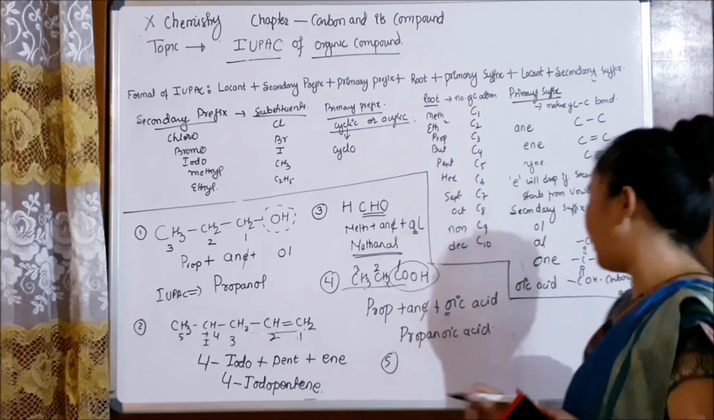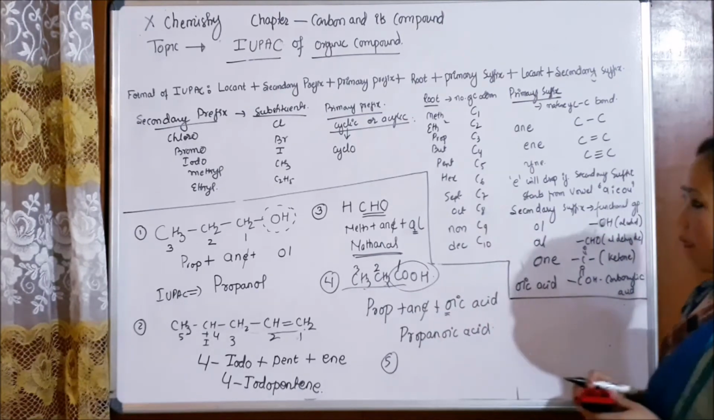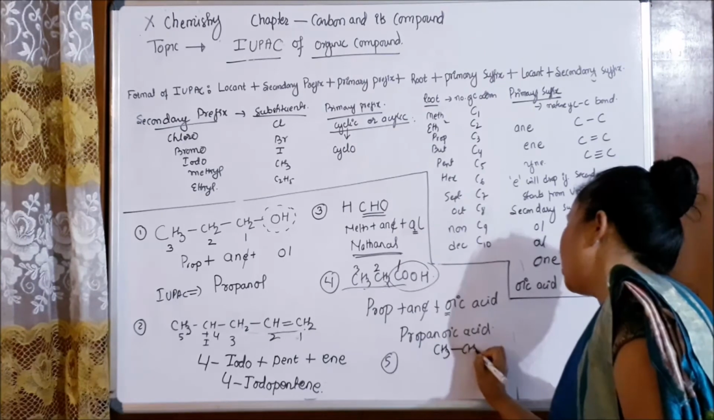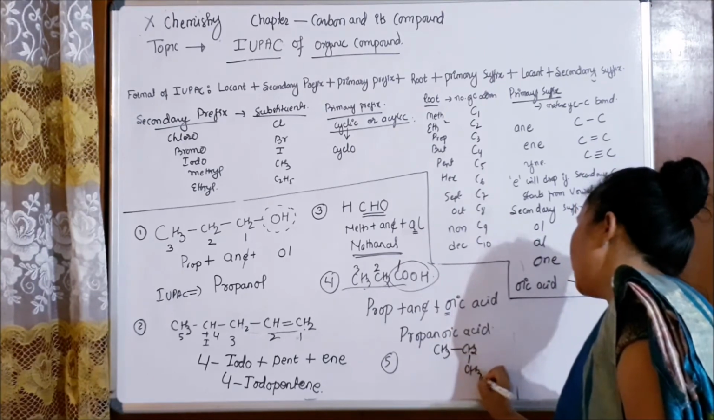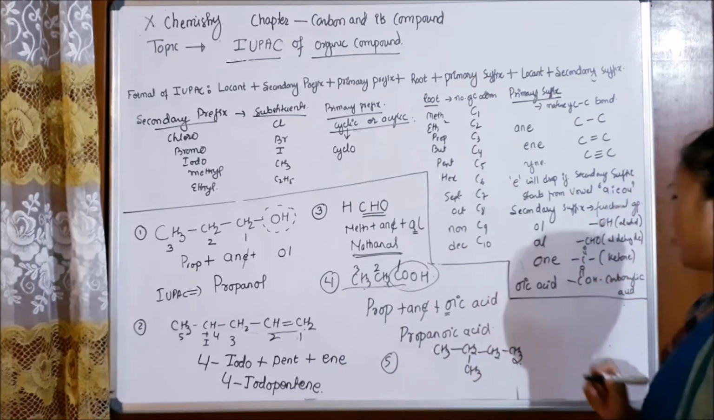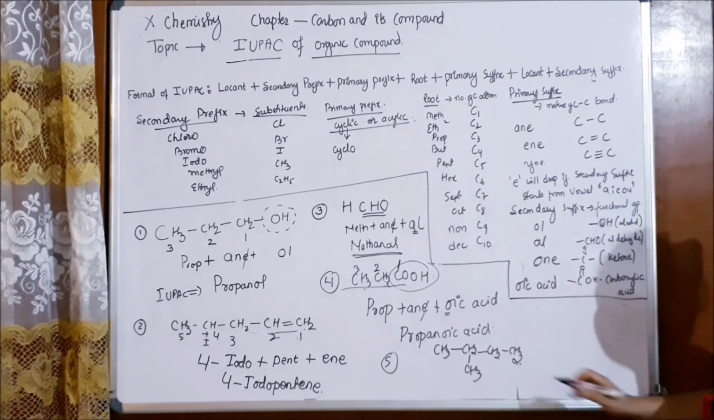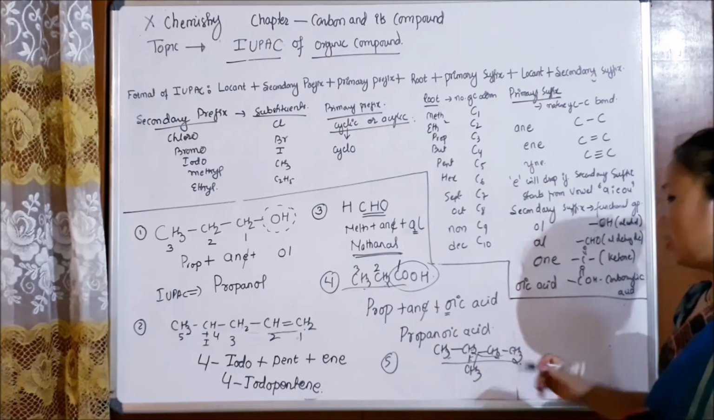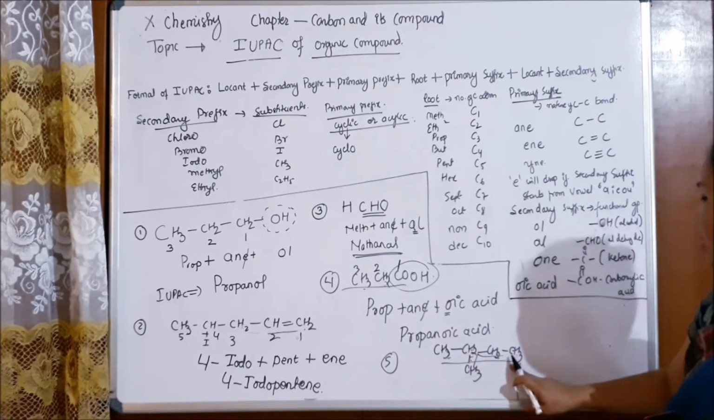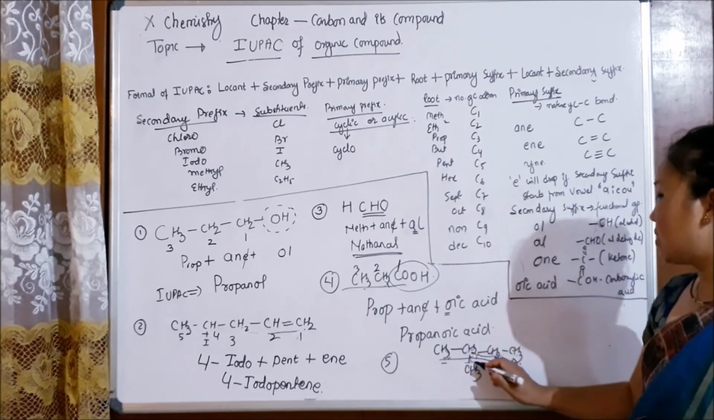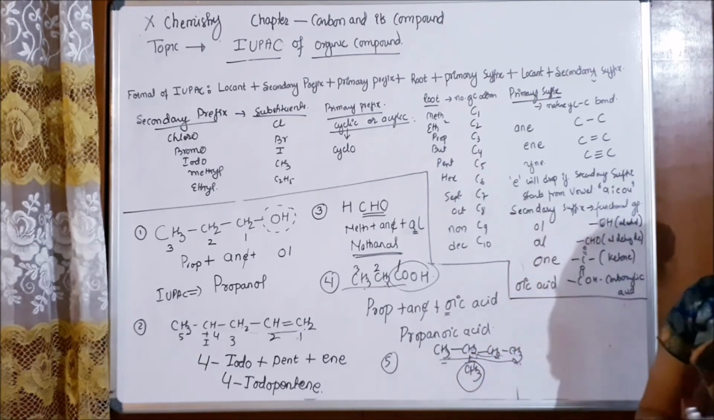Now 5th one. CH3, CH2, CH3. Okay. Now choose the longest carbon chain. 1, 2, 3, 4. Yeah, 1, 2, 3, 4. Both have the same number of carbons. So we'll consider only one. This one is not in the chain. So this is your substituent.